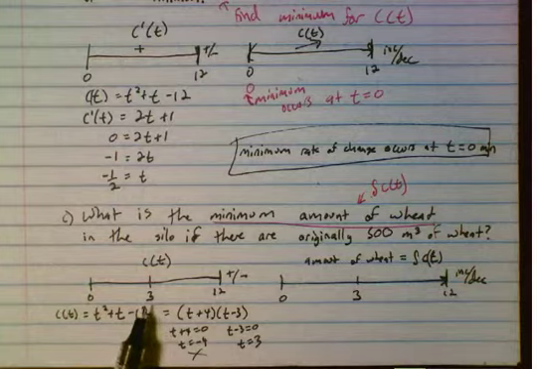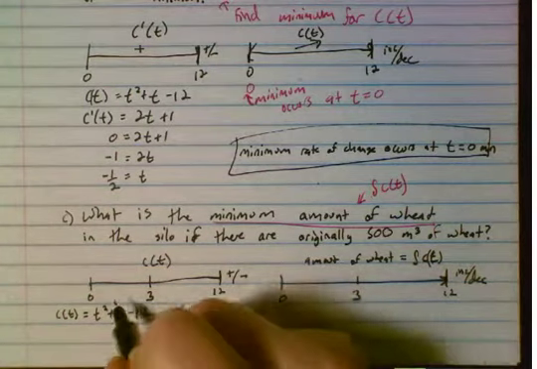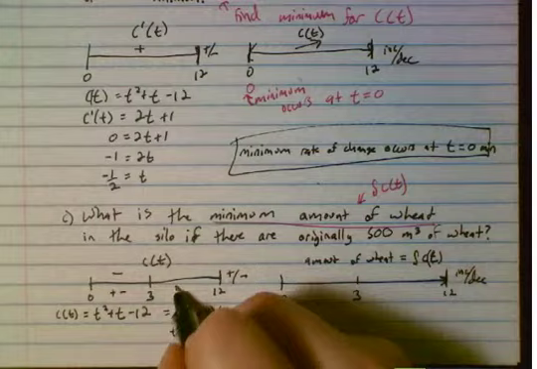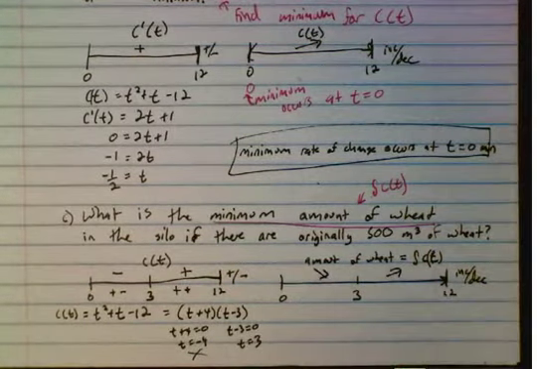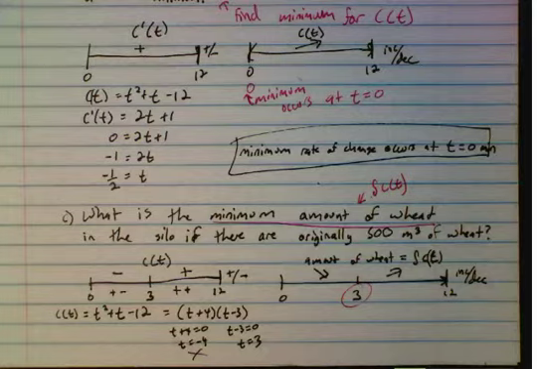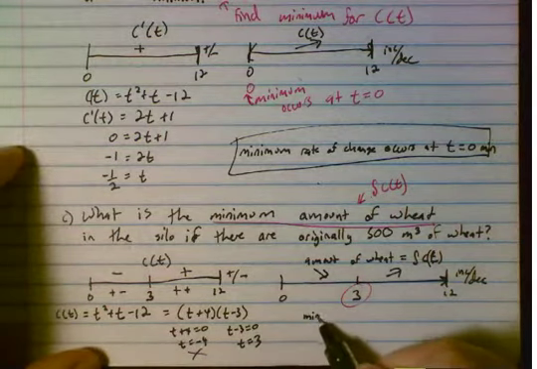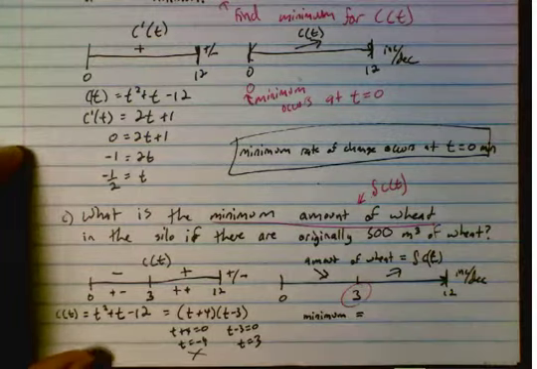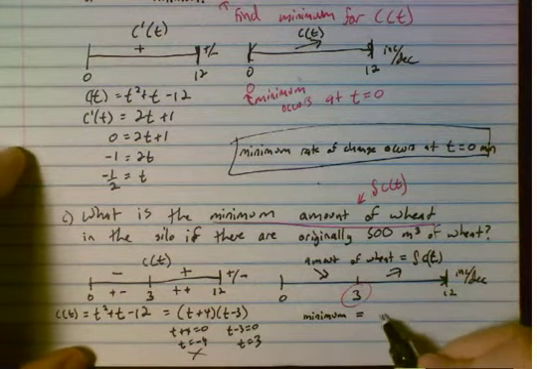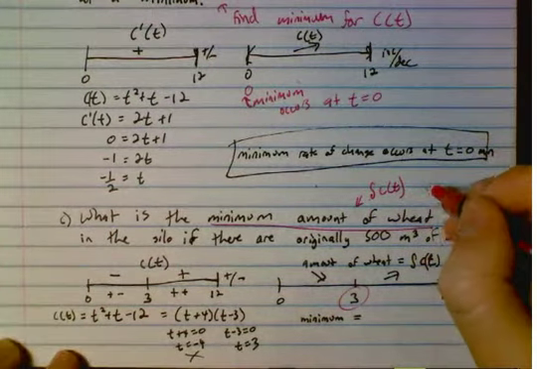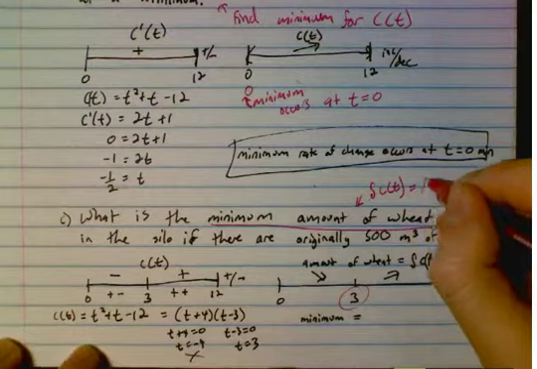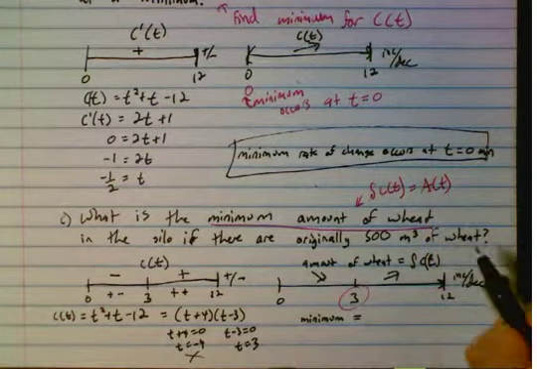So between 0 and 3, let's see, positive, negative, negative overall; positive, positive, positive overall; decreasing, increasing. So again, the minimum amount of wheat occurs at 3, but we want to know the actual amount, not just when it occurs. So the minimum is going to be the amount. Let's call the amount of wheat, let's see, W of t has already been used, Q of t, let's call this A of t, so we have something to label it.